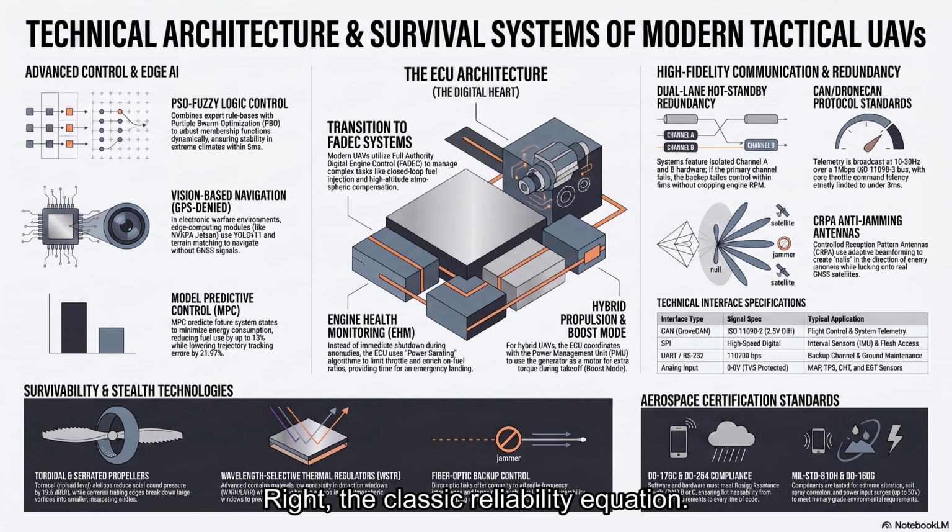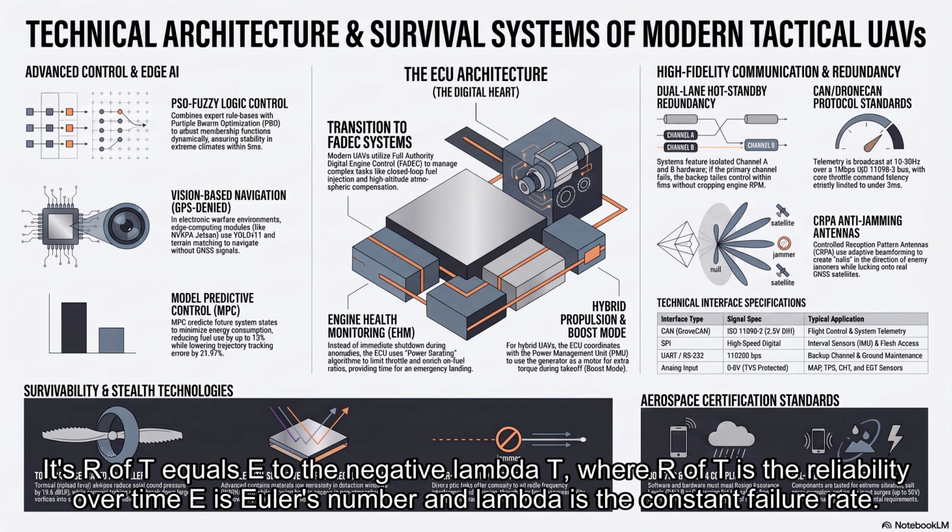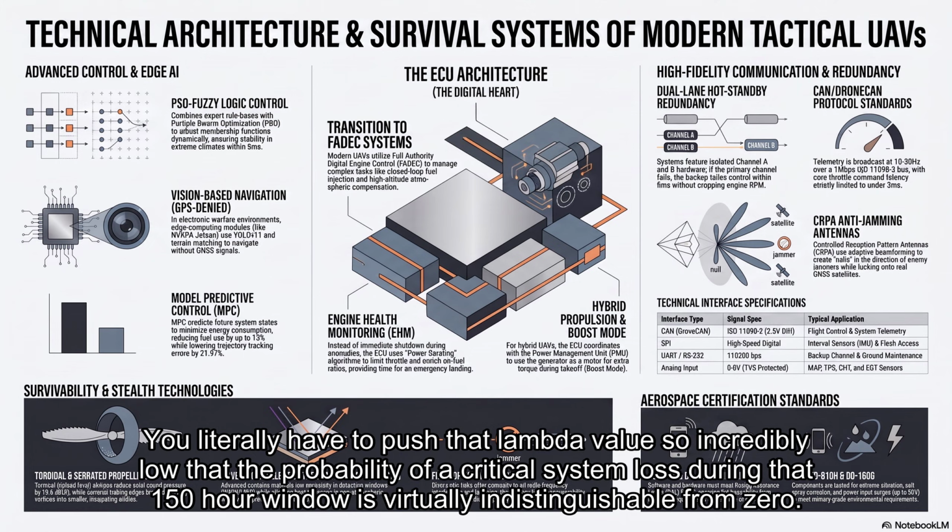Right, the classic reliability equation. It's R(t) = e^(-λt), where R(t) is the reliability over time, e is Euler's number, and lambda is the constant failure rate. You literally have to push that lambda value so incredibly low that the probability of a critical system loss during that 150-hour window is virtually indistinguishable from zero.